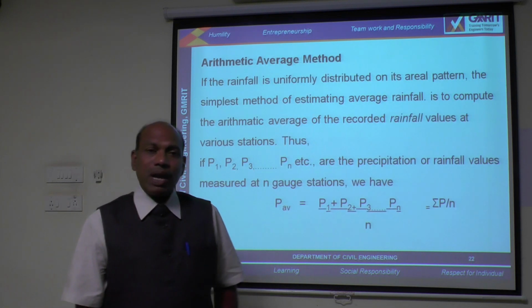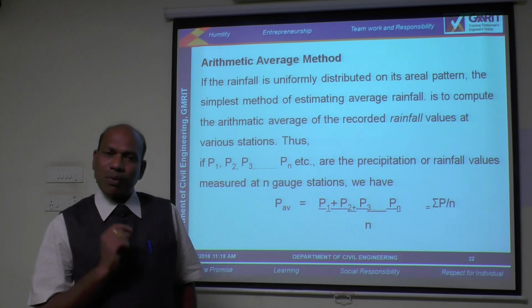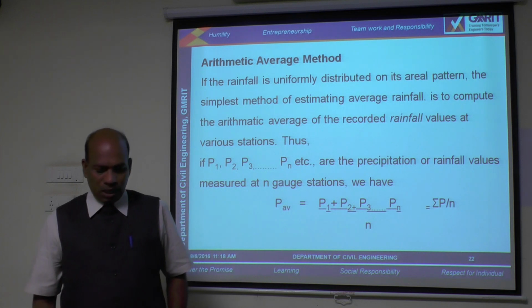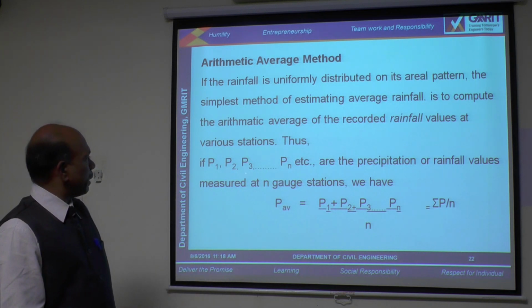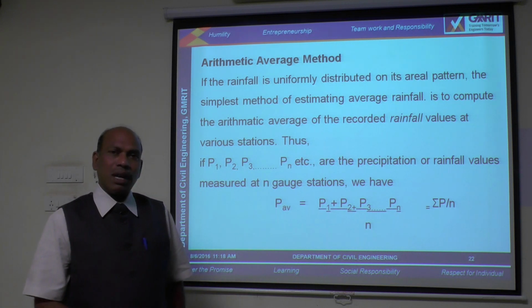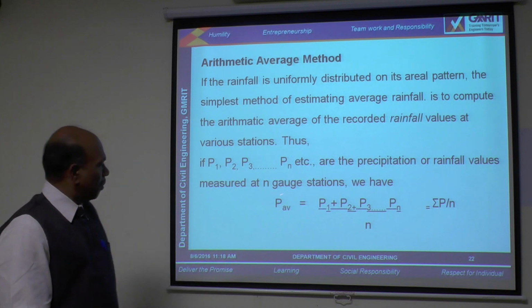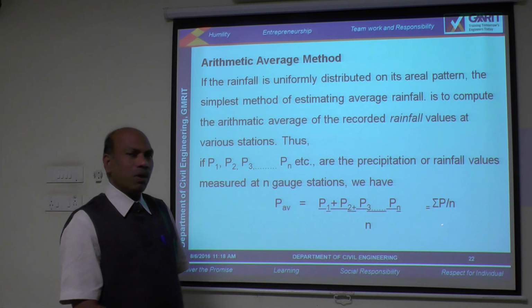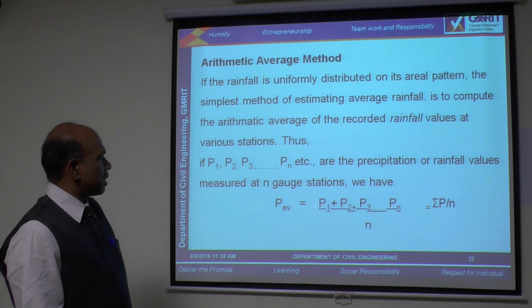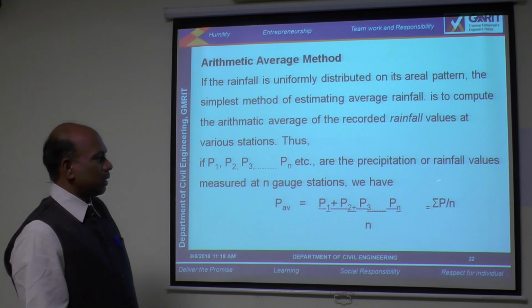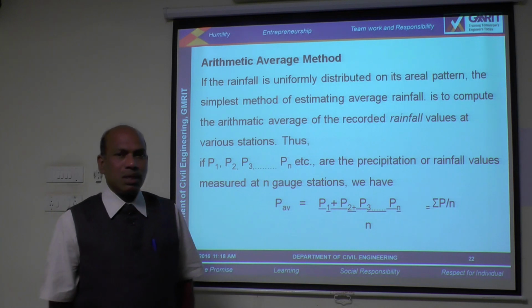Arithmetic mean method: where the rainfall is uniformly distributed over the entire catchment area, we use this method. Here P1, P2, P3, up to Pn are the rain gauge stations existing on a catchment area. Then how do we determine the average rainfall over the catchment area? This is the formula for the determination of average rainfall over a basin: P average equals P1 plus P2 plus P3 up to Pn, divided by n.